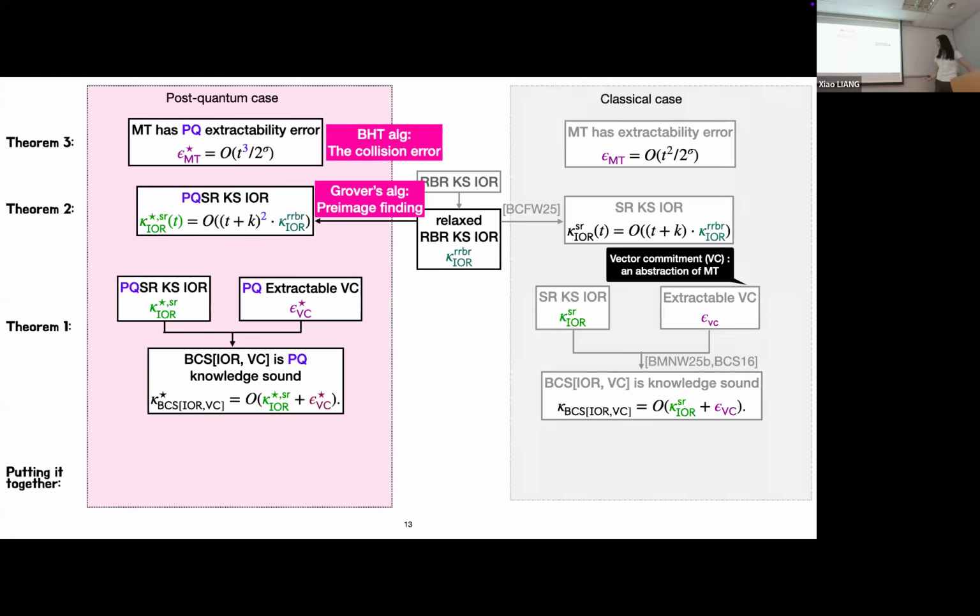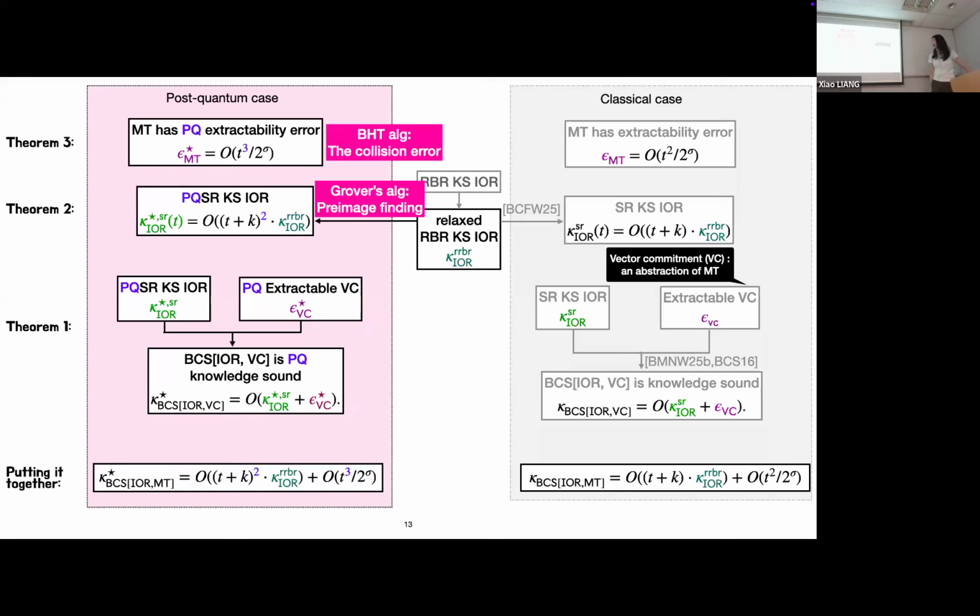So putting it all together, in the classical case, you have this bound for the BCS soundness error, and this is the bound we get for the post-quantum case. We believe that it is asymptotically tight, and that our bound has a pretty small constant in the O notation as well.